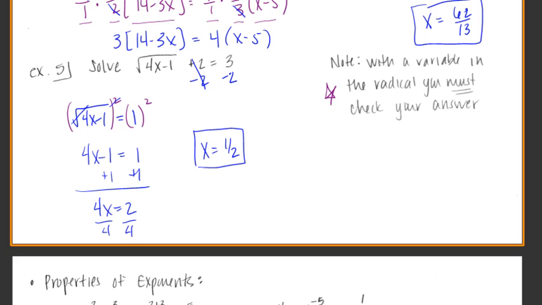But with a radical, you have to check your answer because of one very, very important thing. What's the one thing you can't take a square root of? Negative numbers. That's the whole reason why we have to check our answer. We might want to write ourselves a little note right here. The reason why is because you can't take a square root of a negative number.